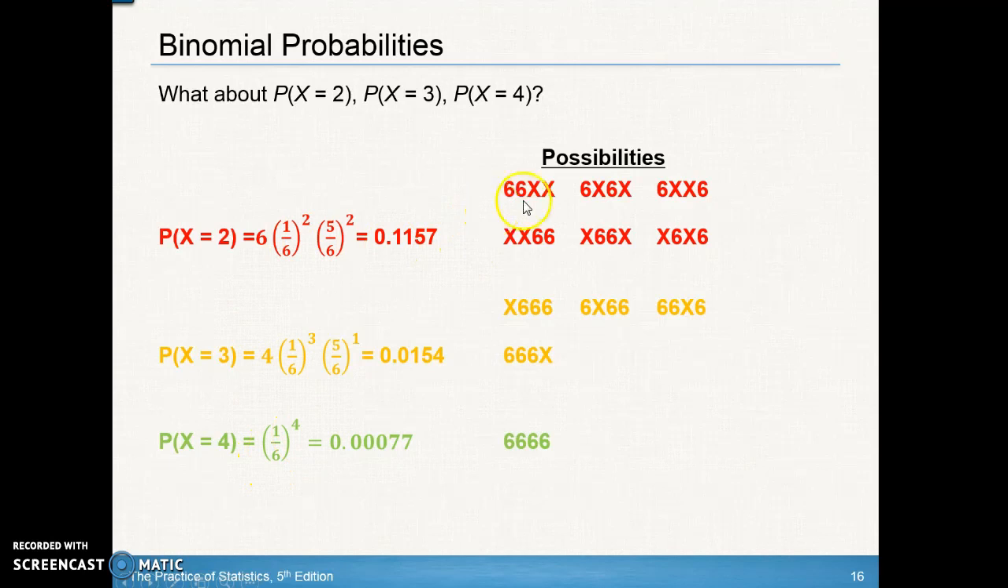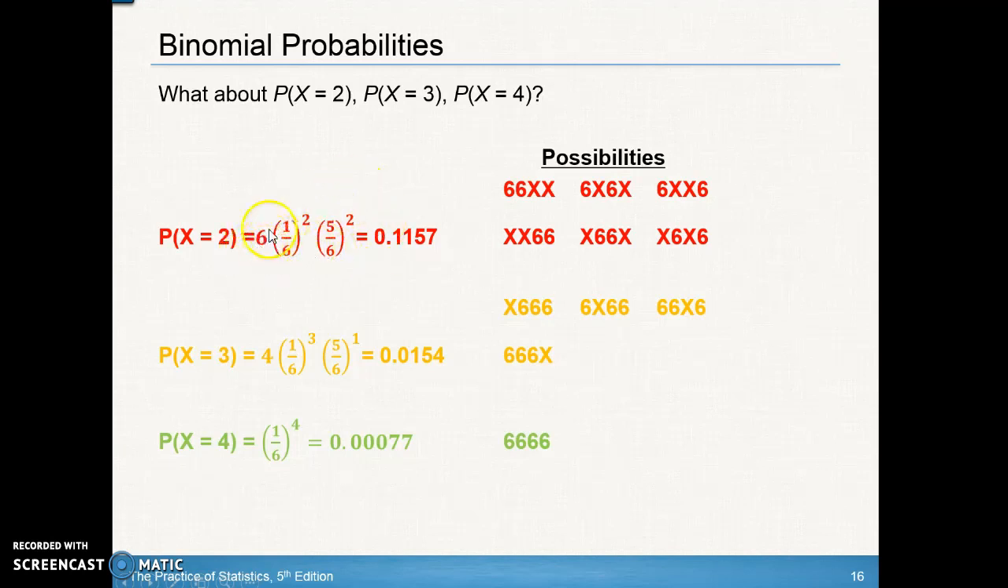Now, this can get complicated because every single time, are you going to want to sit here and figure out the number of possibilities? This part's not too bad, saying there's going to be 2 successes, 1 out of 6, that's the probability of getting a 6, times 2 failures, 5 out of 6, not getting a 6.